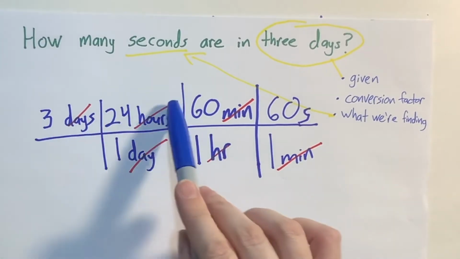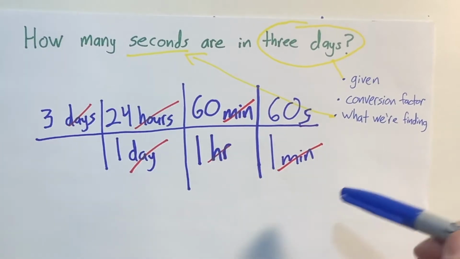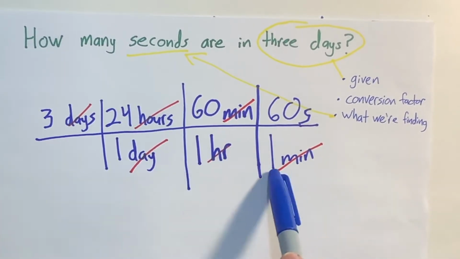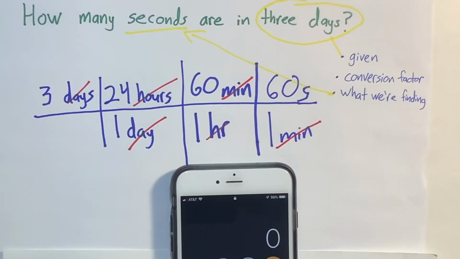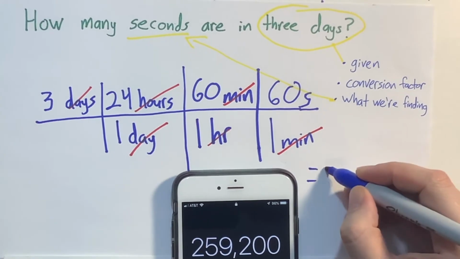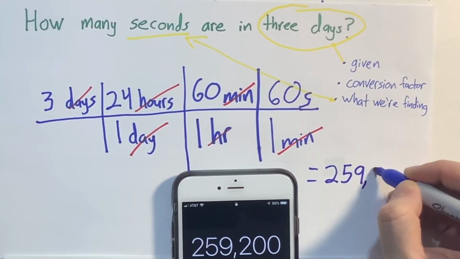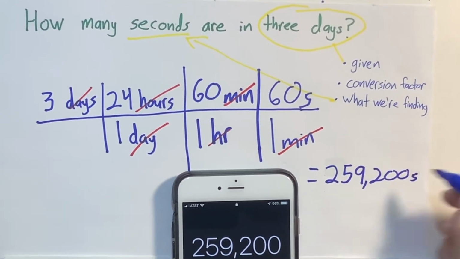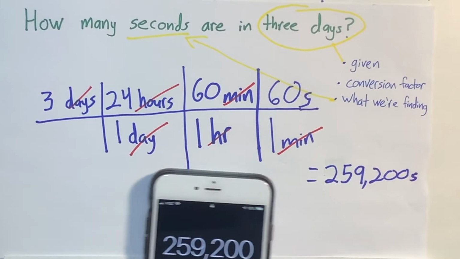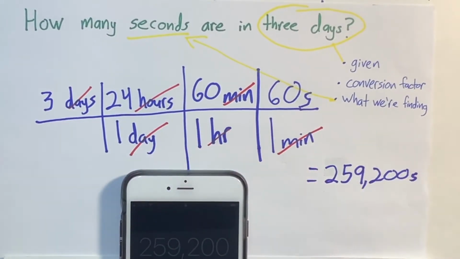We multiply our numerators together, and that's our new numerator. Multiply our denominators together, and that's our new denominator. All of these numbers ended up being 1, so I'm just going to multiply my numerators together. So I have 3 multiplied by 24 multiplied by 60 multiplied by 60. That gives me 259,200 seconds. That's my answer.